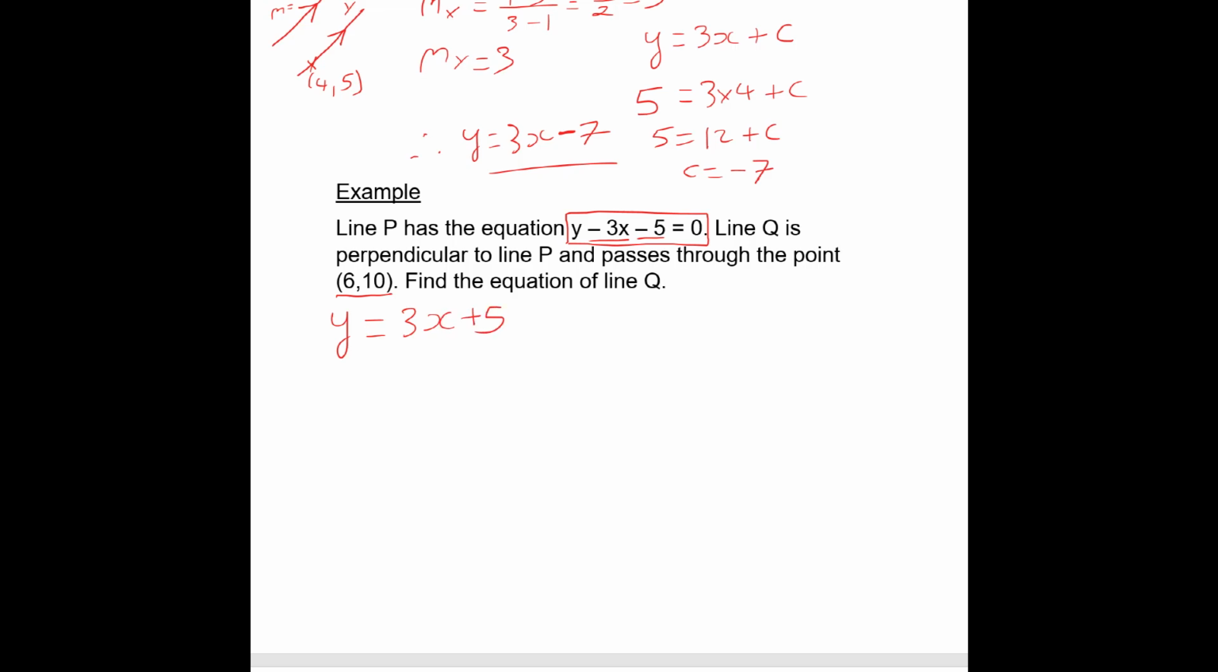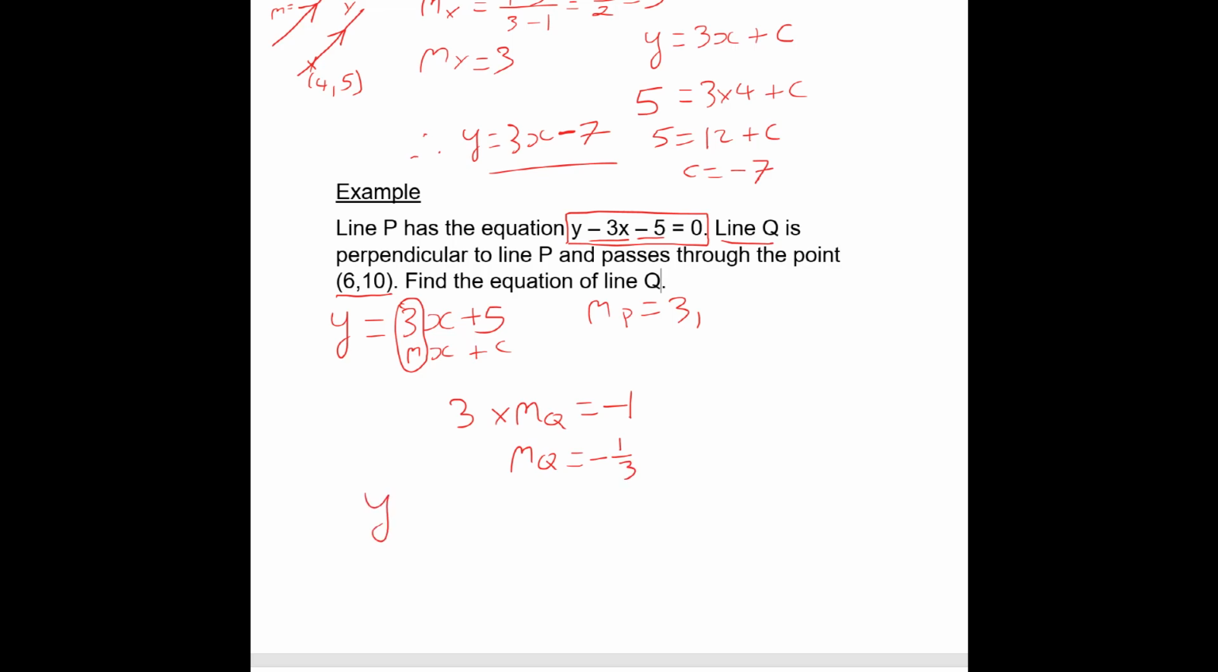So now my equation of line P is in the form y equals mx plus c. So I can see the gradient of P is 3, and I can see the y-intercept of P is 5, but that doesn't really help us here. We know that line Q is perpendicular to line P, so I can say that if I take the gradient of P and I times it by the gradient of Q, we are going to get minus 1. But the gradient of P is 3, so I can say 3 times the gradient of Q is minus 1. Therefore, to get the gradient of Q on its own, I would divide both sides by 3, giving me the gradient of Q as minus 1/3.